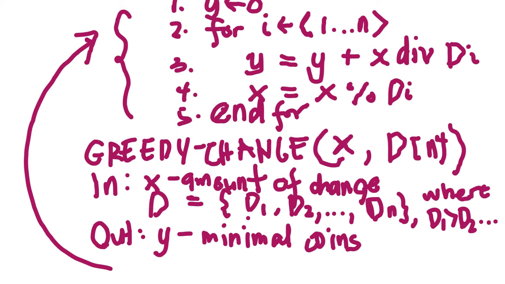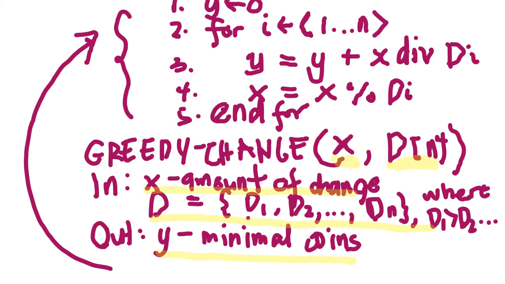The heading for this is greedy change. It takes as input the amount of change x, and the coin denominations, which is an array of coin denominations. For example, you have an input x amount, the amount of change, and the coin denominations. The output is the minimal number of coins that is used for the change.